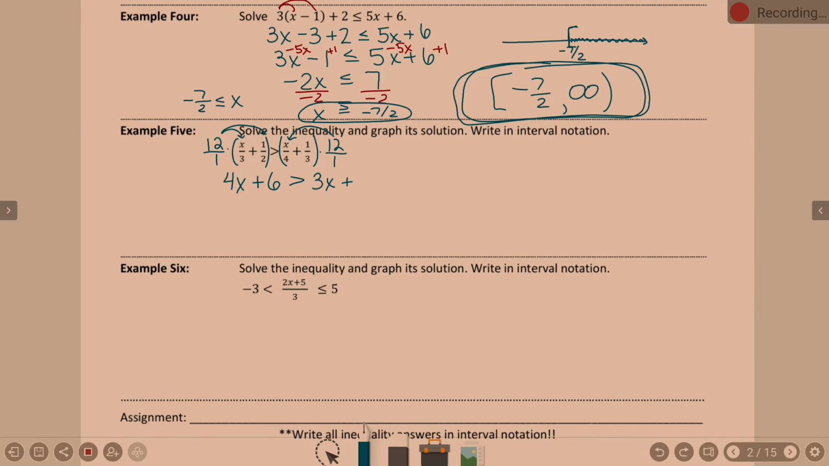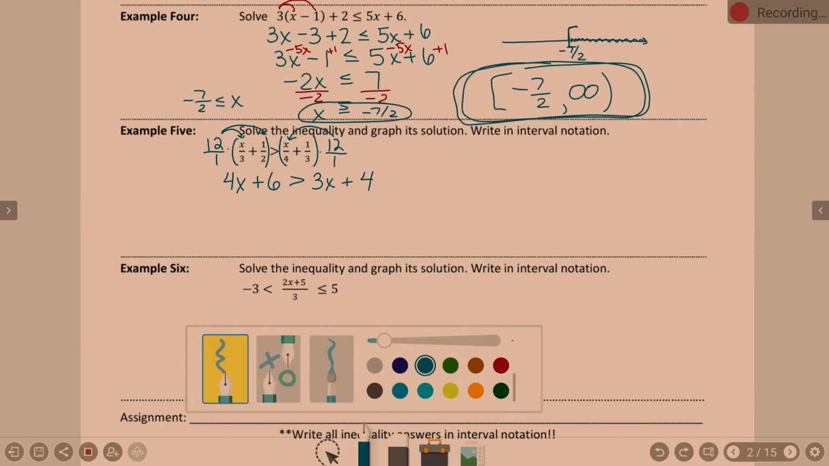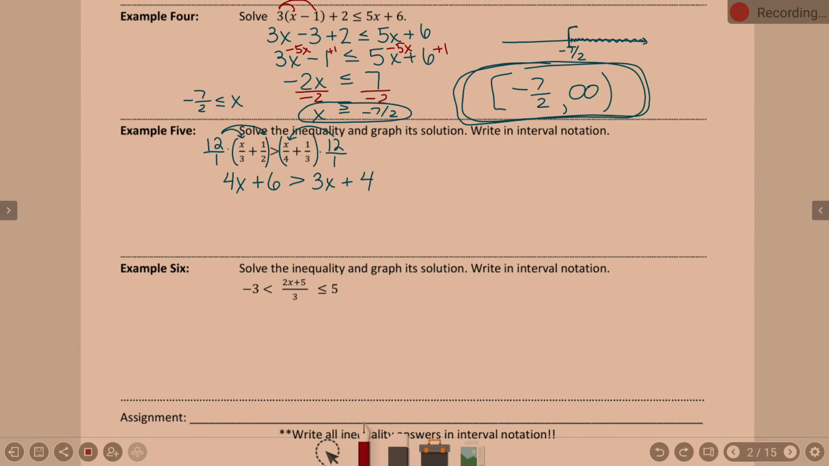Three divided by 3 is 1. 12 divided by 3 is 4. Now the nice part is we have a nice neat inequality, don't we? In order to solve, I'm going to subtract 3x and subtract 6.